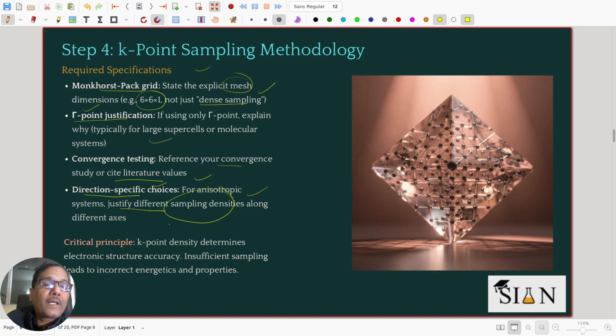So the critical principle: k-point density determines electronic structure accuracy. Insufficient sampling leads to incorrect energies and properties. So for DOS and band type electronic properties, we take dense k-points.